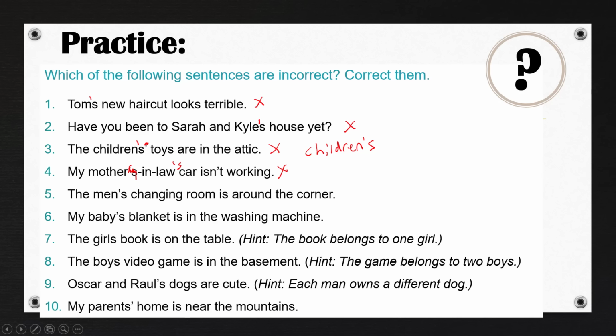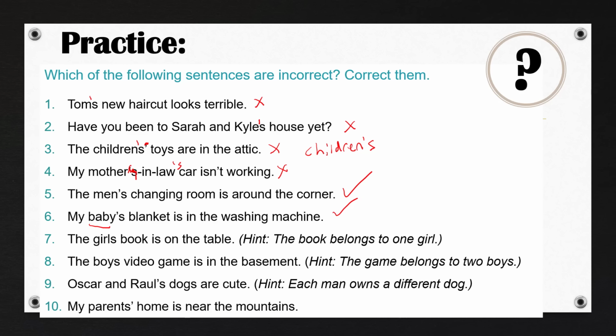Number 5 is correct. The men's changing room is around the corner. Men is an irregular plural noun. It ends with an N, so we just add apostrophe S. Number 6 is also correct. My baby's blanket is in the washing machine. Baby is a singular noun that ends in a Y, and so we just add apostrophe S, the blanket that belongs to the baby.